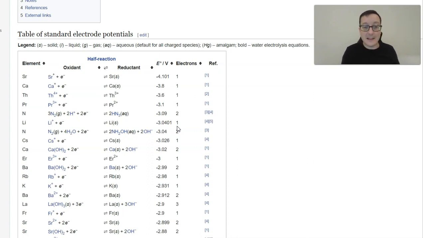So we're going to see that lithium, along with many of these very negative reduction potentials, are very strong reducing agents. They will get oxidized. So lithium is one of our strongest reducing agents. Because its reduction potential is so unfavorable, it's very likely to reduce something else instead.